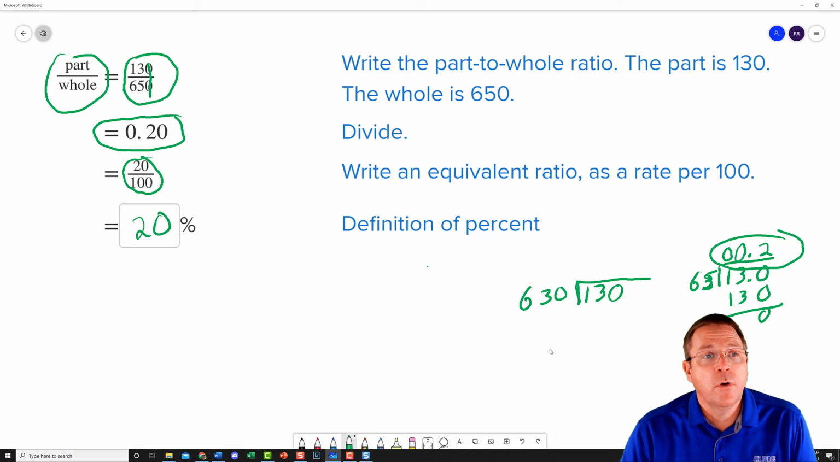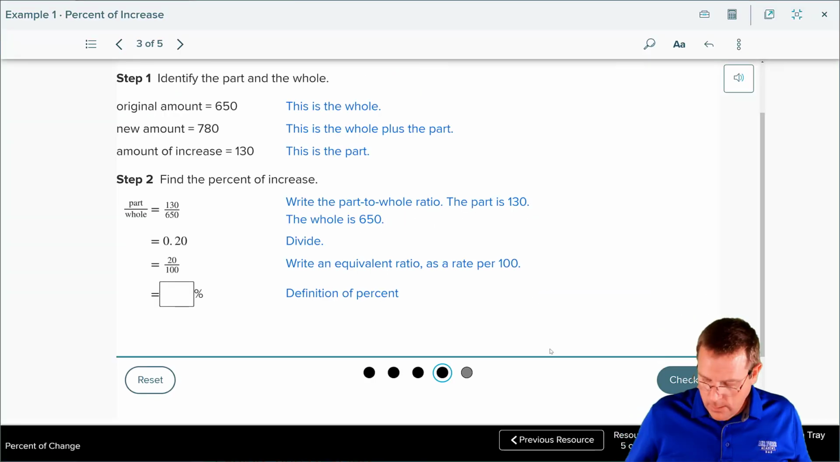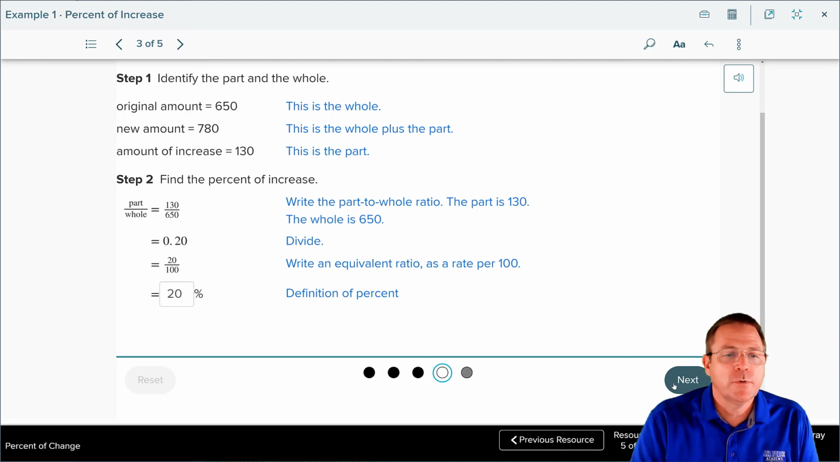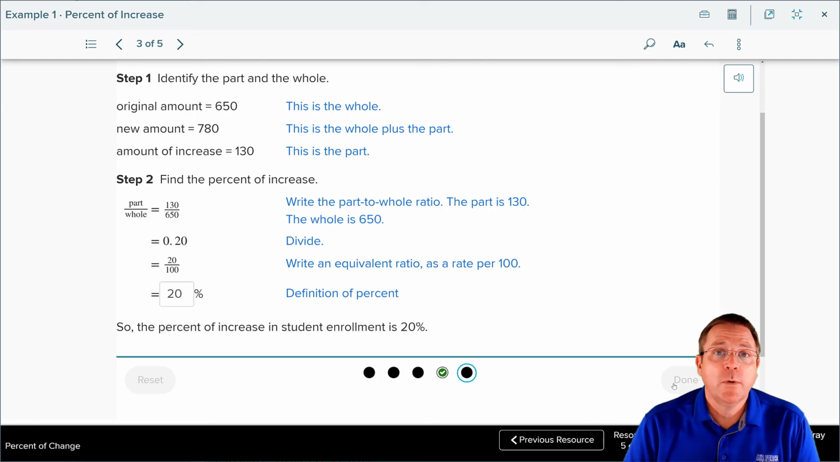Now once again, let's go back and look at it. We compare the part to the whole, 130 to 650. I got rid of my zeros on the end and did my long division, and that gave me 0.2. Also known as 0.20, which is 20 hundredths, 20 over 100. A percent's a ratio between some number and 100, so it's going to be 20%. We go back to our original problem, put in 20%, check it, and it checks correct. So you can say the percent of increase in student enrollment is 20%, the same answer we found when we used the bar diagram method.